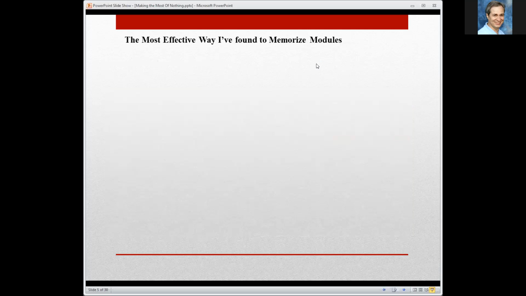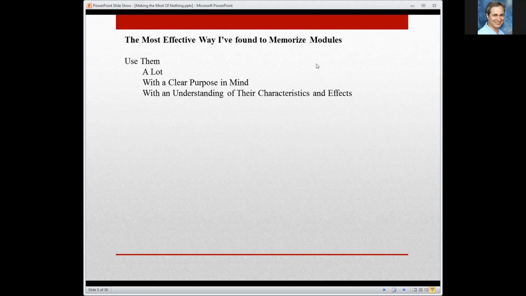So here's the most effective way I found to memorize modules. Use them a lot with some kind of clear purpose in mind. That really solidifies what they do and where they can be used if you're using them properly with a clear purpose. Use them with an understanding of their characteristics and effects. And because you and your dancers love what they do, talk to Bob Elling. He loves the modules he uses, and his dancers love him because he does. He makes sure that they have fun with them and that they get through it.